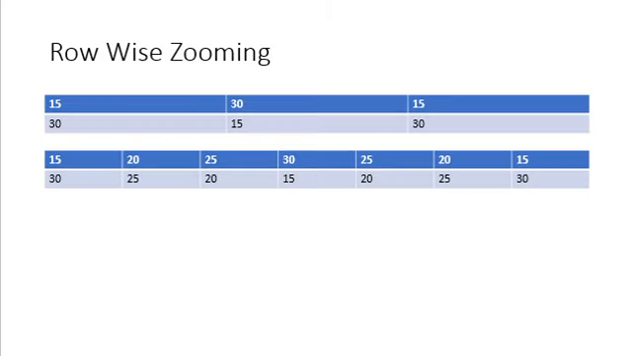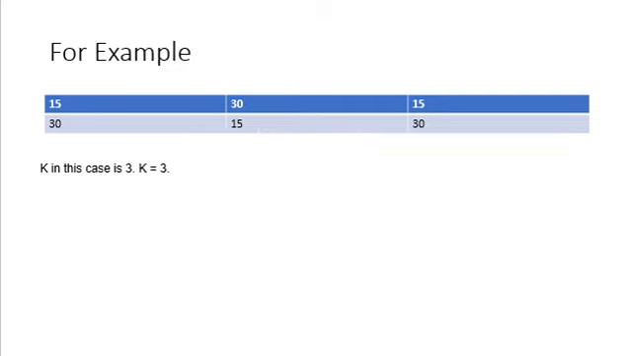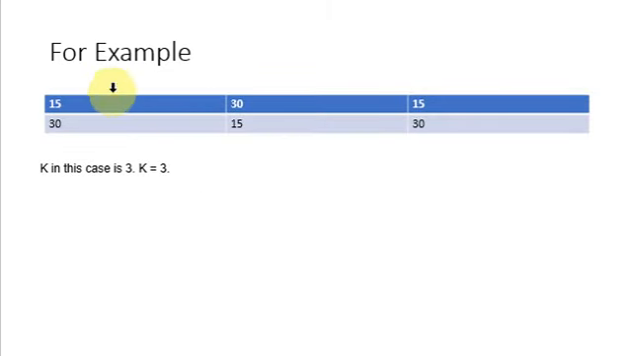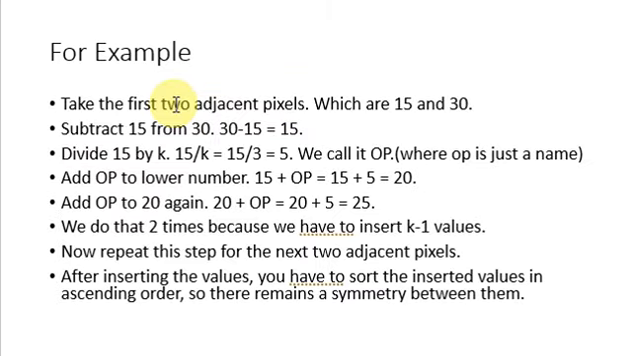For example, you have an image of 2 rows and 3 columns, which is given below, and we are going to zoom it 3 times. So K in this case is 3. For row wise zooming, we will first take the first two adjacent pixels, which are 15 and 30. Now we will subtract 15 from 30. So 30 minus 15 equals 15.